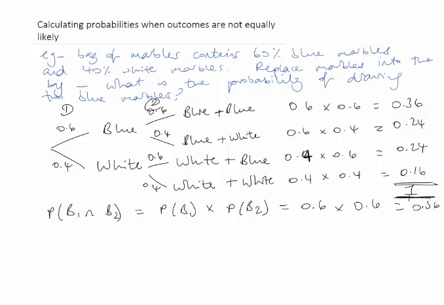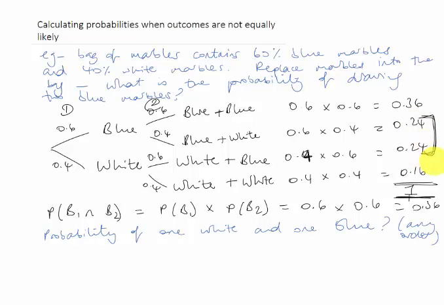Now how about the probability of one white and one blue in any order? So here, that's these guys, so that's 48% of the time. We can see that from our probability tree, but we could write it out like this instead. So that's the probability of a blue and a white.